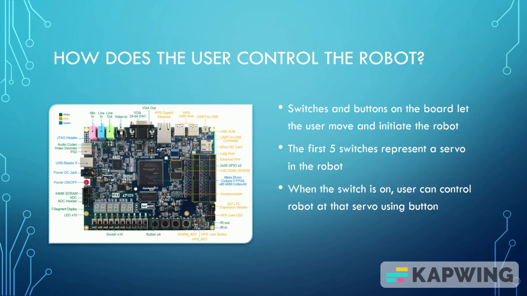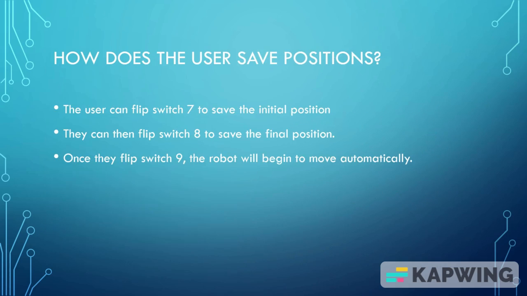So how does the user control the robot? The switches and buttons on the bottom of the board that you can see are what lets the user move and initiate the different positions of the robot. The first 5 switches represent a servo, so when that servo is initiated, the user can use the 2 buttons to move the servo up or down or left or right.